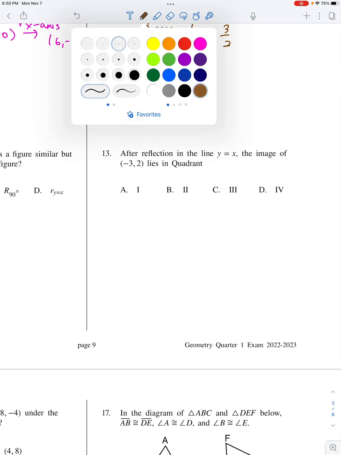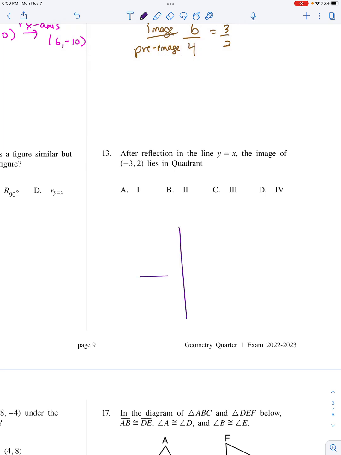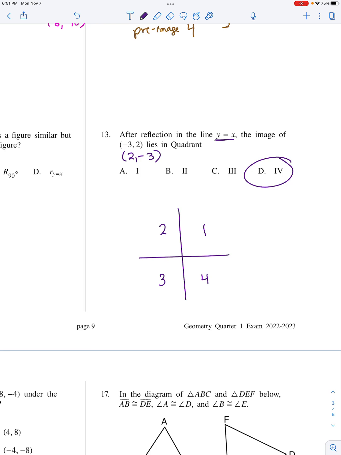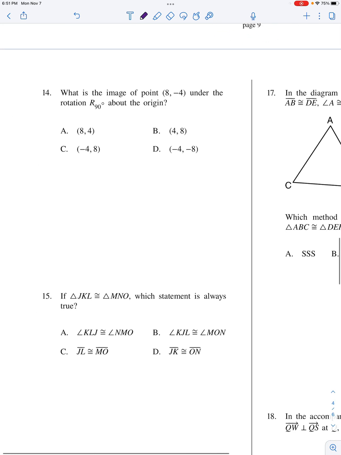For 13, you gotta know the quadrants. They go 1, 2, 3, 4. If you reflect over y equals x, switch the coordinates. Whereas 2, negative 3, it's in quadrant 4. Gotta remember those rules for transformations.